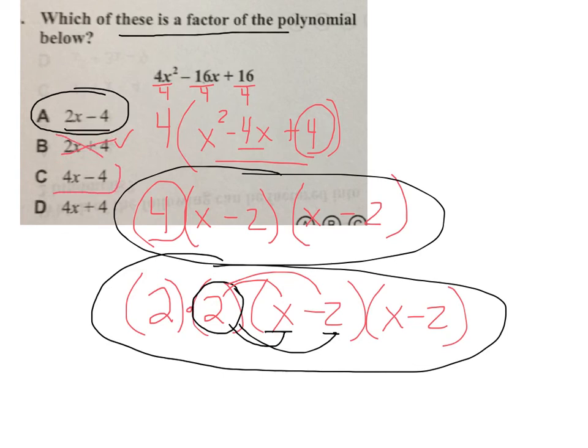Let's see, can I get 4x minus 4? If I took this 4 and distributed it, it would give me 4x minus what? Yeah, 4x minus 8, right? So it's not a factor. Is there any way for me to get 4x plus 4? No. If I took the 4 again and distributed it, it'd give me 4x minus 8, wouldn't it? So the only one that's a possible factor is what? A.